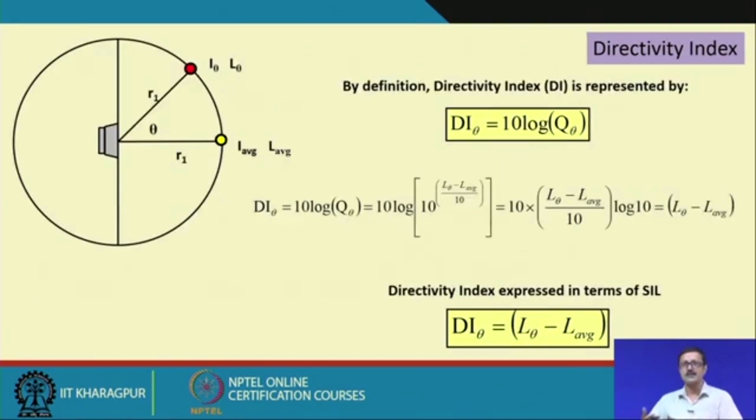So, next is the directivity index. Directivity index DI of that particular theta is nothing but 10 times the logarithm of this directivity factor Q theta. And if I open up this equation, it is nothing but L theta minus L average. So, whatever may be the level here and whatever may be the L average here, the difference between them is the directivity index.